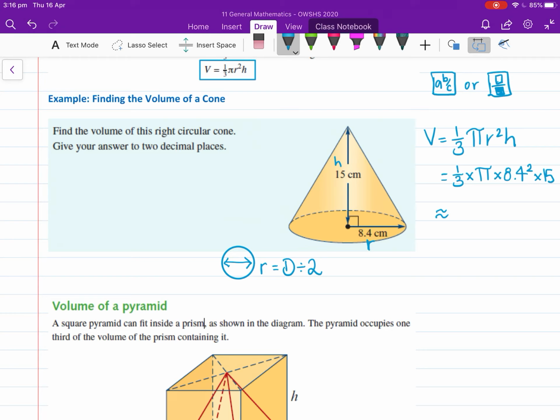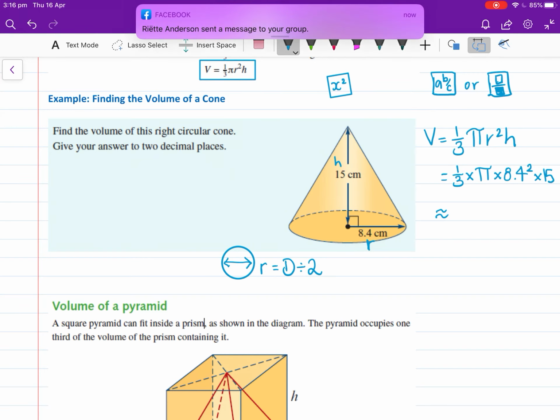So when we times, we then also use our pi button. You should have your pi button on the calculator. And then we times 8.4. Now again, to get the squared, we actually have a button for that, and it often is an x squared. So that's our squared button. So we would hit the x squared button after 8.4 and then times 15.